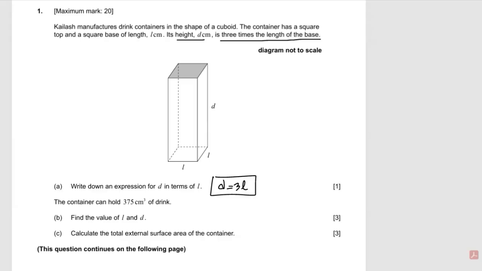The container can hold 375 centimeters cubed of drink. This means the volume of the drink is given. And this is a prism. And part B, find the value of L and D. So you are given a formula for the prism's volume. So you can check that in the formula booklet. I'm writing my solutions here since this paper is supposed to be done on the answer booklet provided by the IB. Okay, so volume of a prism is given as the cross-sectional area times the length.